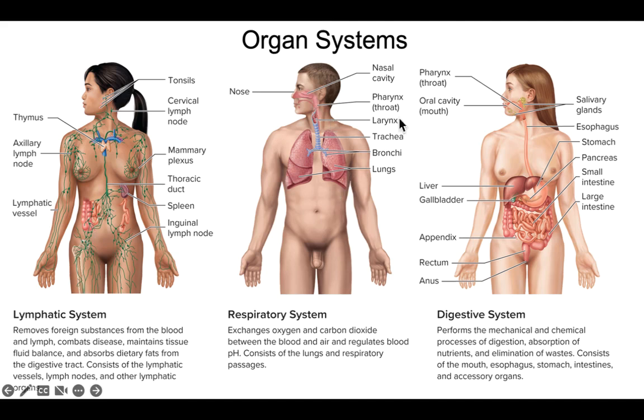Then we get to respiratory system, and I think the idea there is to get oxygen. You also have to get rid of carbon dioxide. It's also extremely important in pH regulation. So blood pH. Your blood needs to have a specific pH range. That range is 7.35 to 7.45. And your respiratory system helps keep that pH.